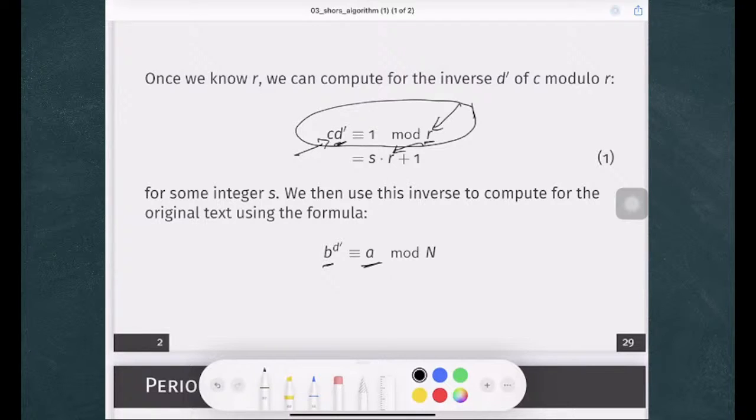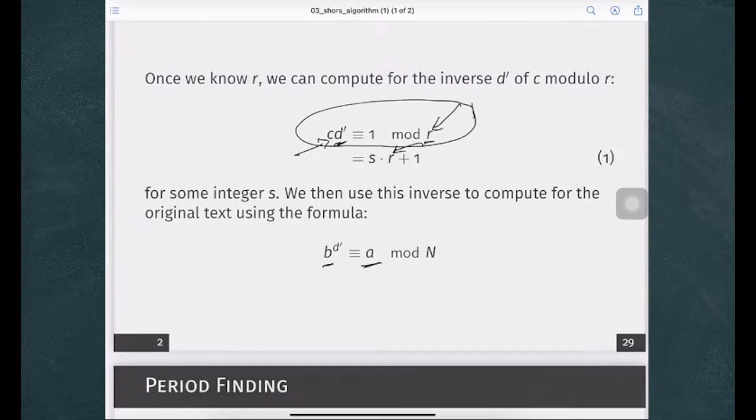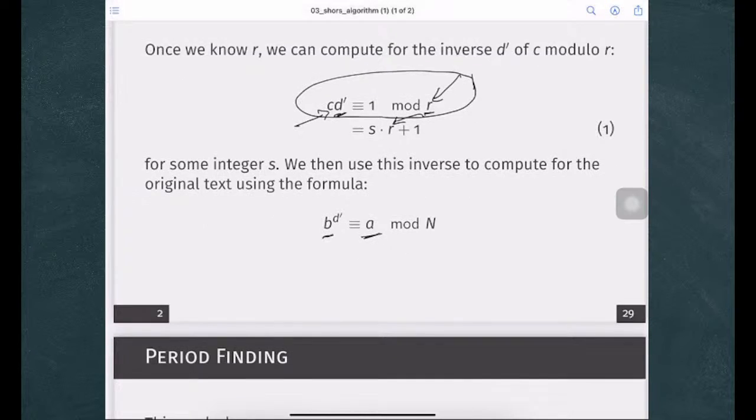So that's how to crack the RSA. But how do you actually compute for R?